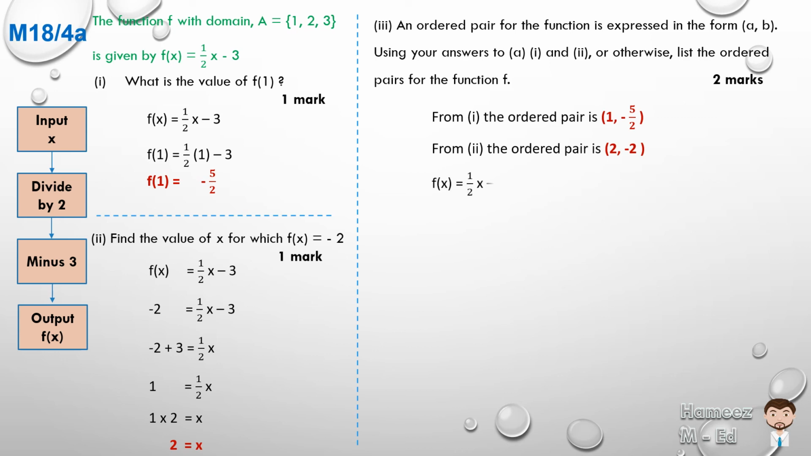Let's write our formula. f of x is equal to half x minus 3. f of 3 is equal to half of 3 minus 3. 3 on 2 minus 3, which is minus 3 on 2. So the ordered pair is x is 3, y is minus 3 on 2.